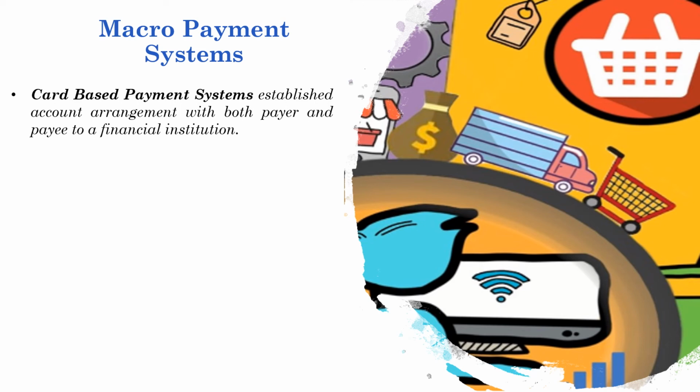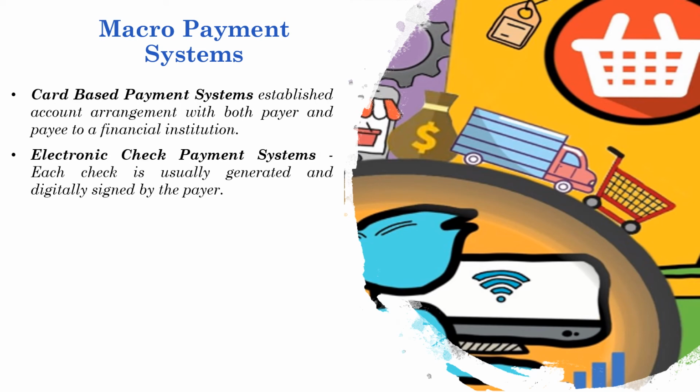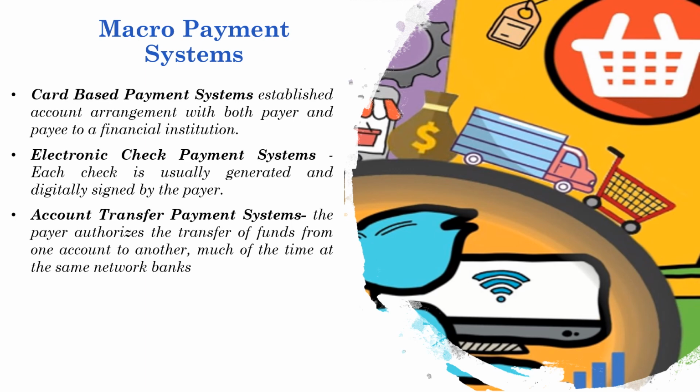The card-based payment system establishes an account arrangement with both payer and payee at a financial institution. We also have the electronic check payment system, in which each check is usually generated and digitally signed by the payer. We have the account transfer payment system, wherein the payer authorizes the transfer of funds from one account to another, much of the time at the same network bank.